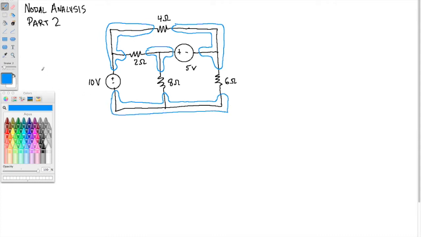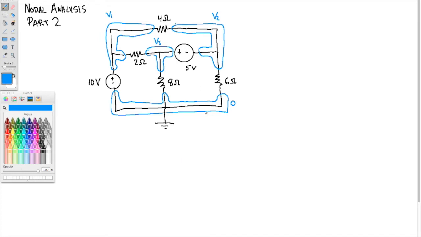Remember that one of the early steps of the procedure was to call whichever node you'd like to be ground. So I'll call this one down here ground. That means this node, node 0, is at 0 volts. We'd label this node 1, so we'll call this voltage V1, and we'll label this node up here 2, so the voltage there is V2, and maybe this one is 3, so we'll call the voltage at that node V3.